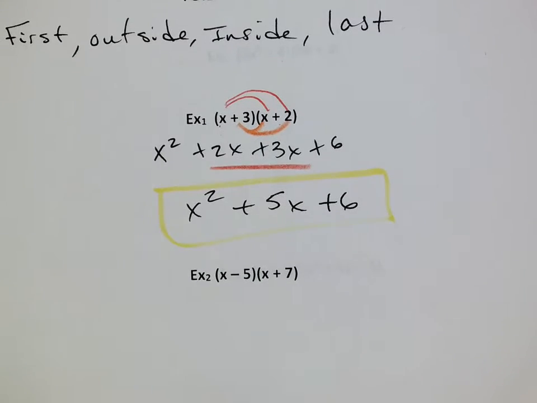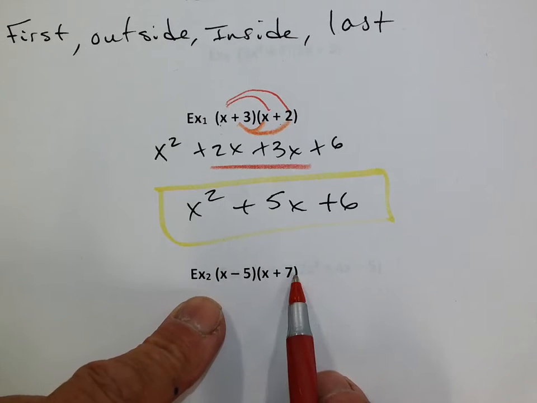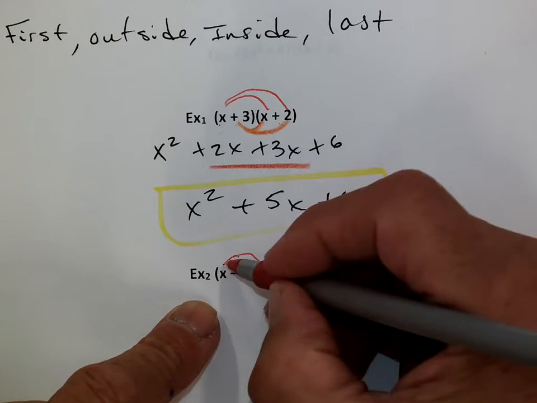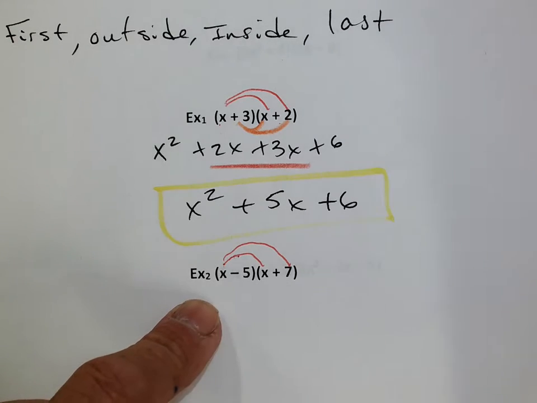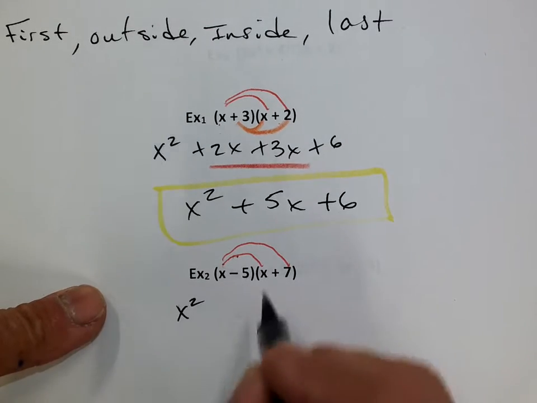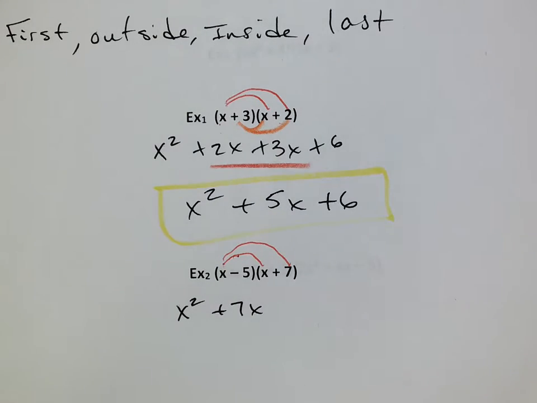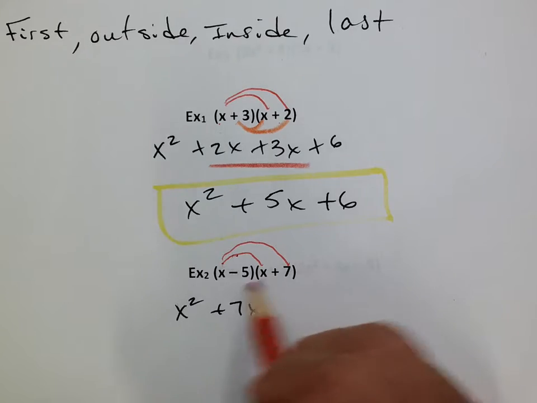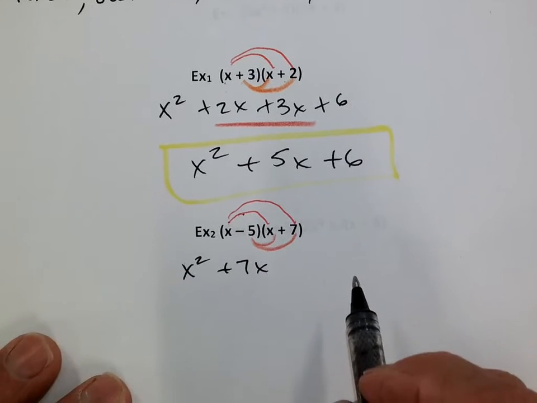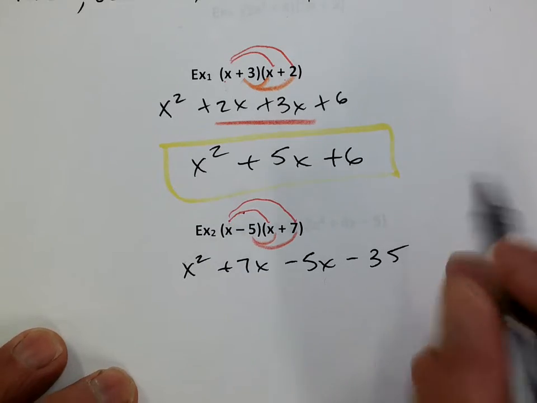Now, it's called FOIL, but I like to really think of it as double distributive. Double distribute means x times both of these, then negative 5 times both of these. So it's just x times x and x times 7. 2 steps. So x times x is x squared. X times a positive 7 is a positive 7x. Okay, and then I also need to do the negative 5 times both of these. So negative 5 times x and negative 5 times 7. Okay, negative 5 times x is a negative 5x. And negative 5 times negative 7 is a negative 35.